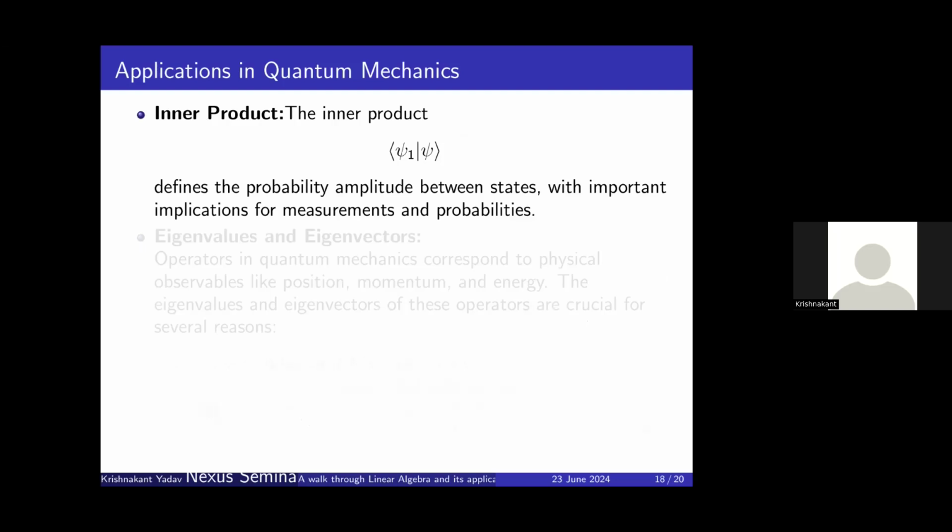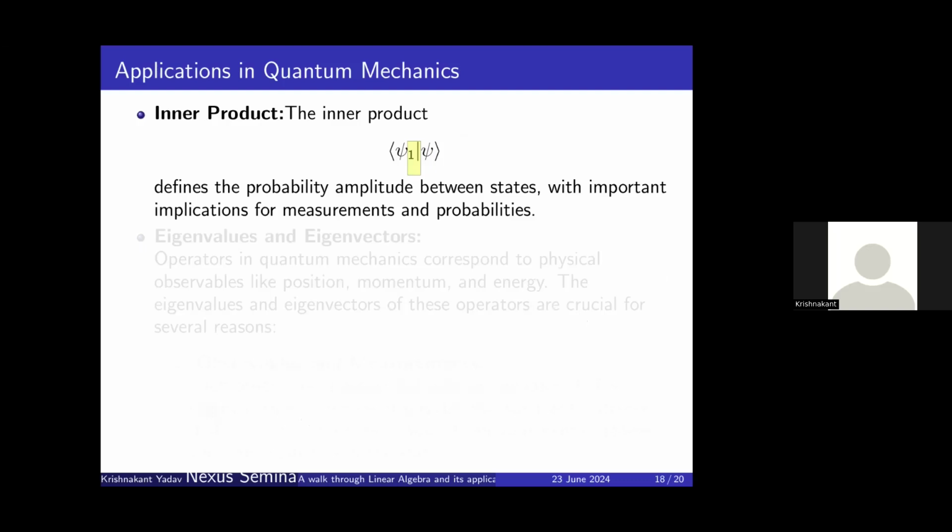Let's move on to the application of the inner product in quantum mechanics. The inner product, whose equation we can see here, defines the probability amplitude between the states, with important implications for measurement and probability.